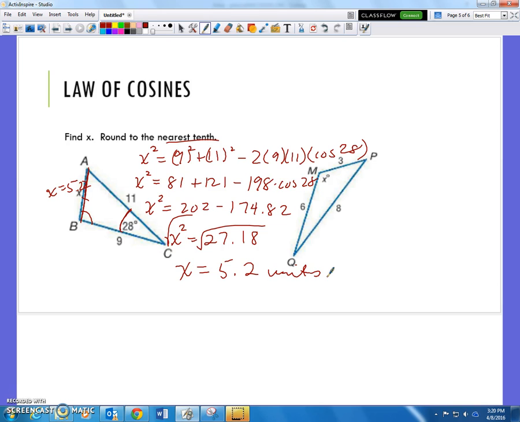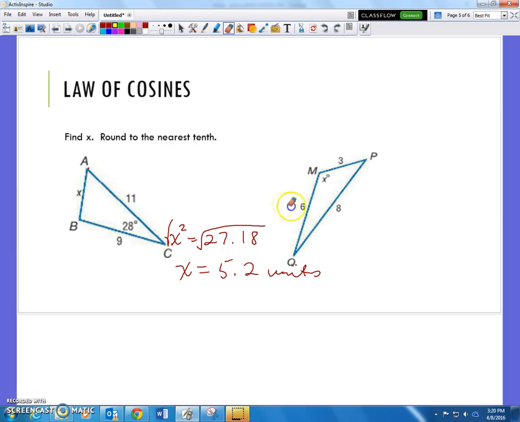I'm going to erase that so I have room to work out this next problem here. Like I said, again, you always want to try to check to see if the law of sines will work first because I think it's just a quicker, easier process, less chance for mistakes, less chance for errors. So if the opportunity is there to use the law of sines, use the law of sines.